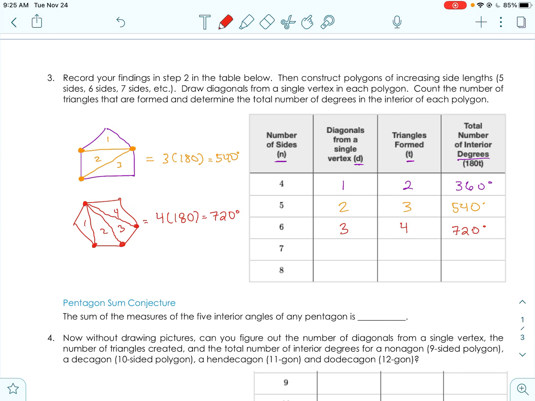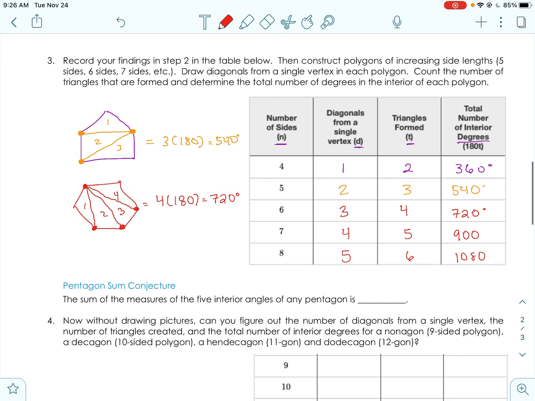If you look at this, you can probably see a pattern. We don't necessarily need to draw the 7-sided shape or the 8-sided shape. You could if you want, but the number of diagonals seems to be increasing by 1 each time, and the number of triangles seems to be increasing by 1 each time. So if we wanted to find the number of degrees in these shapes, we would have 180 times the number of triangles. So 180 times 5, which is 900. And then 180 times 6, which would be 1080.